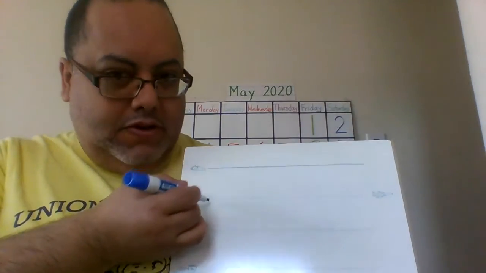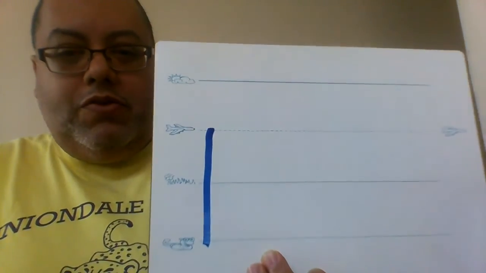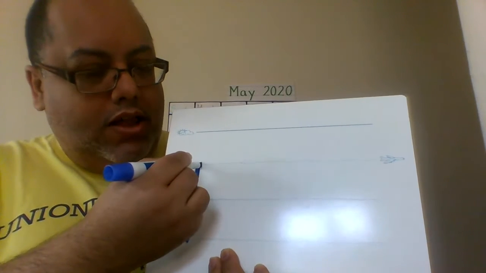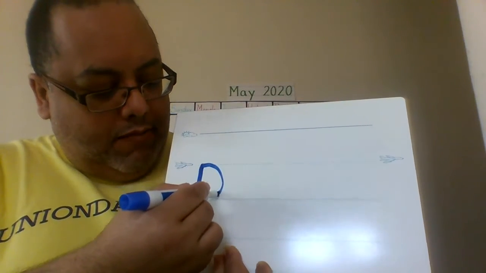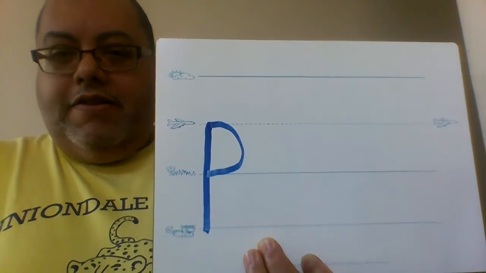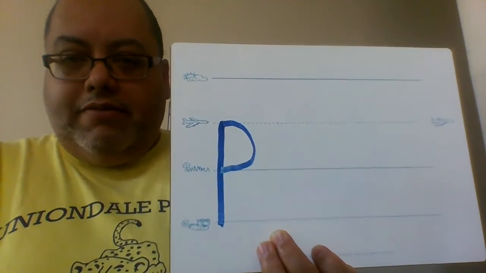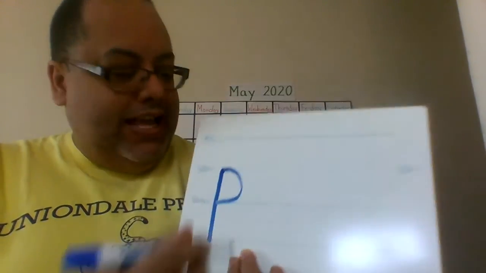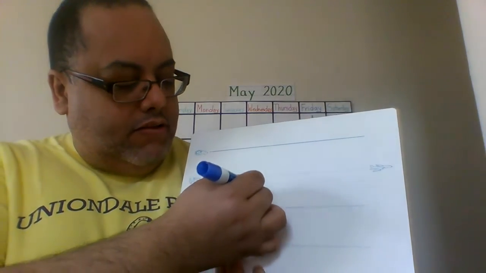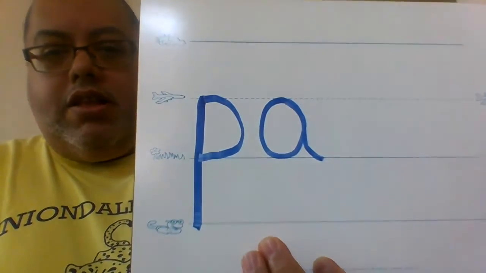Shall we? We start on the plane line, come down to the worm line. Pick your marker up, go on the plane line and make a bump or curve and touch the grass line. That's the letter P. The letter A starts on the plane line, goes around, touches the grass and goes around, up and makes a tail right on the grass.